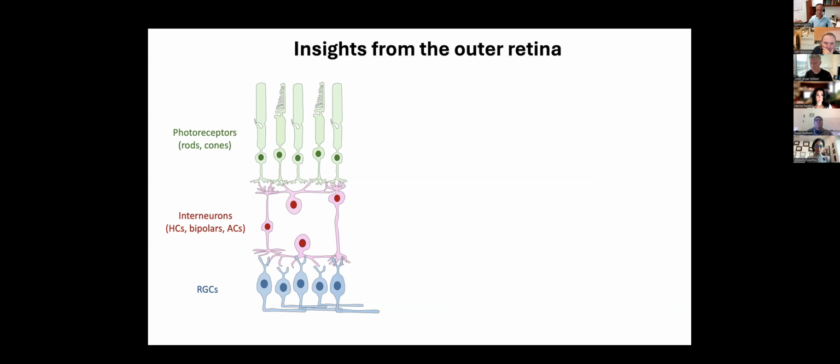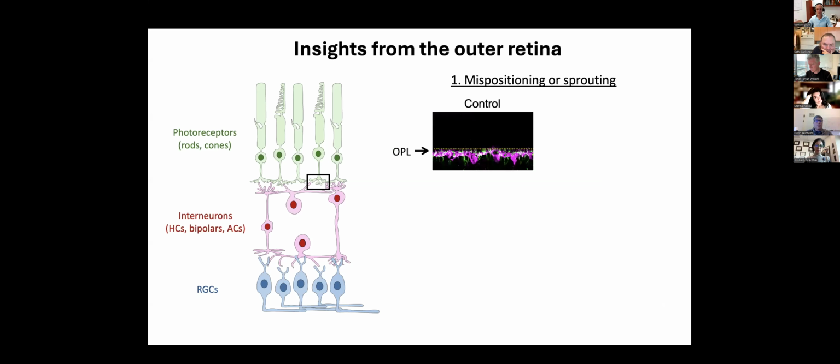And so I actually don't study the inner retina, I study the outer retina. But that's what my whole presentation is about: can we gain information or insights into this mechanism of restoring connectivity by looking at what we already know on the other side, which is in the photoreceptors?